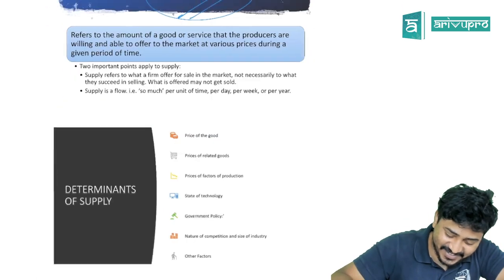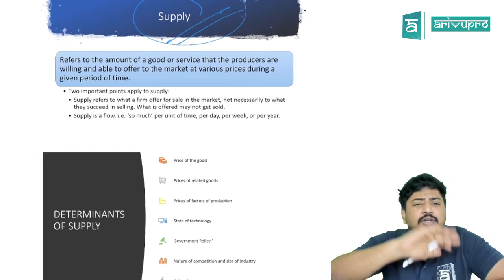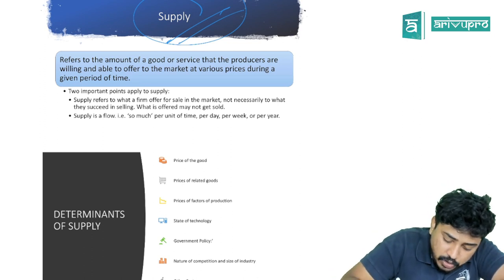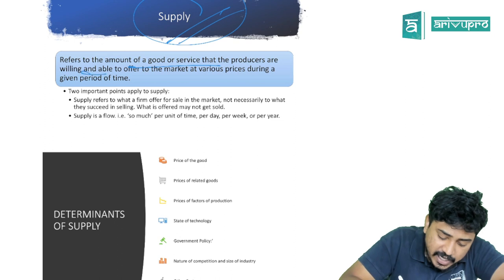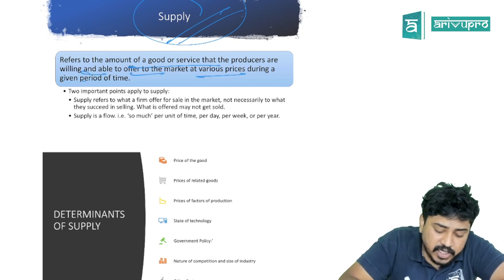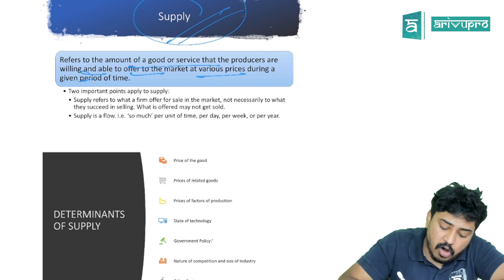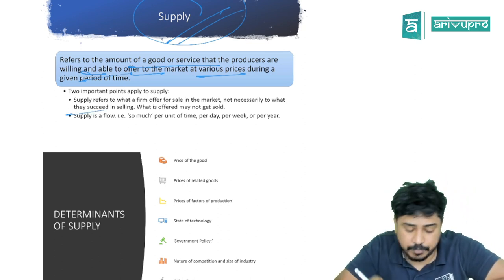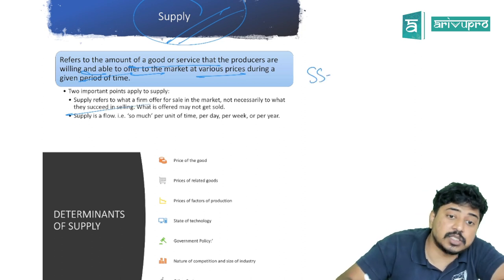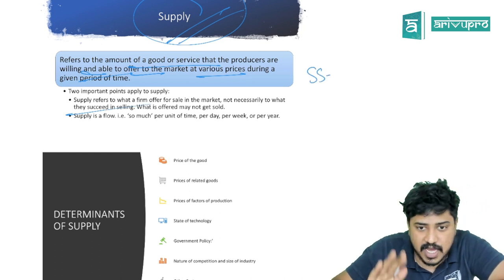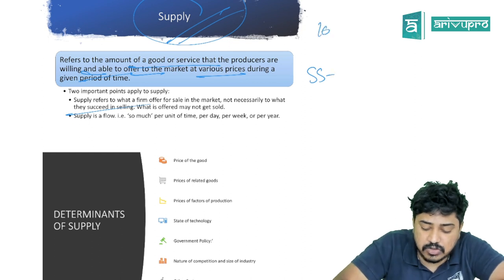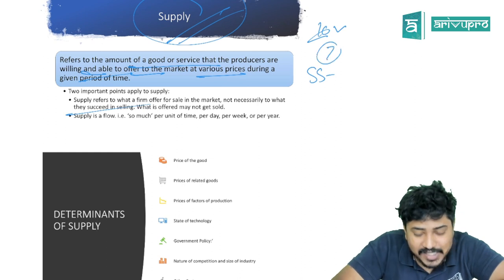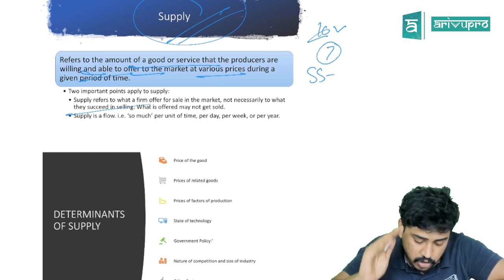Okay, supply. What is supply? Opposite of demand. Supply is the amount of goods and services that the producer is willing and able to offer at various prices during a given period of time. The offer for sale is the most important. What is sold is not important. So supply means what is offered for sale. Let's say 10 chairs are offered for sale, then 10 is supply. Sold was only 7, but 7 is not supply. Please take that in your head.